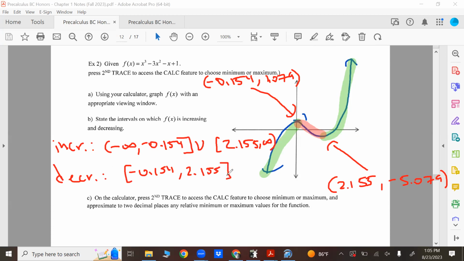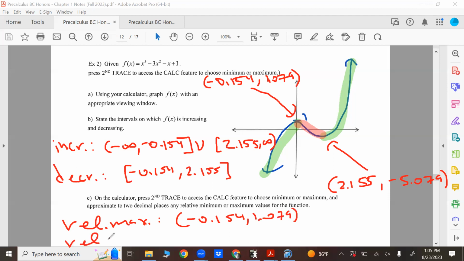Okay, cool. And then when you state where the relative mins and maxes are, it says two decimal places. You know what? That's fine if you do two. I'll specify on a test, don't worry. But I'll just do three in my notes because I'm used to doing three. If you did two, that's fine. The relative max is going to be where you see that change from increase to decrease. So that's negative 0.154, comma 1.079.